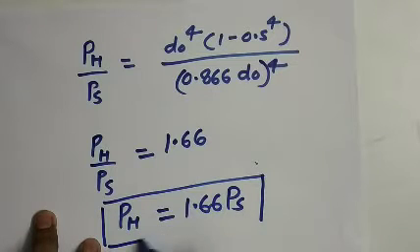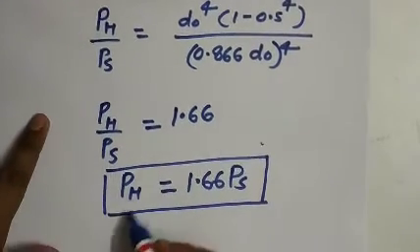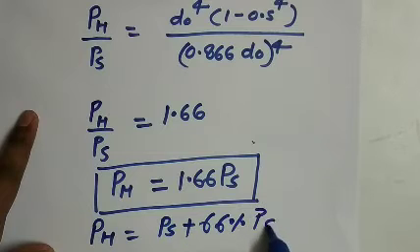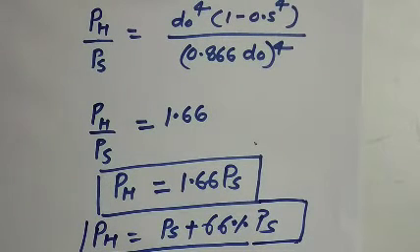So what we are finding is that the buckling load for the hollow column is 1.66 times higher, 66% higher than the buckling load for the solid column. For the given condition, the buckling load P hollow is P solid plus 66% of P solid. It is showing that hollow columns have a higher buckling load, a higher capability of bearing the buckling load, in comparison to solid columns, because here the buckling load for the hollow column is 66% higher than the solid column.